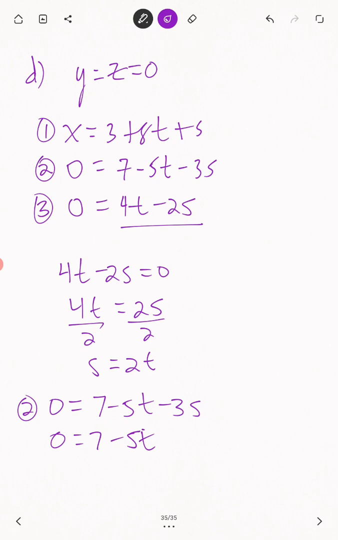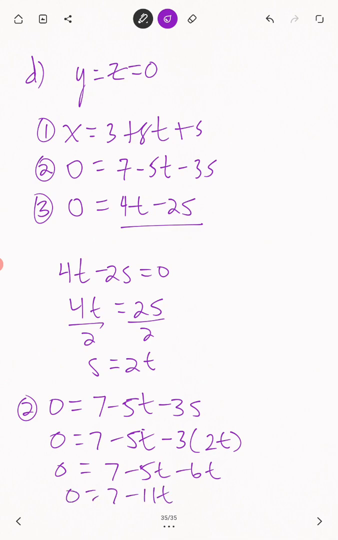I've got to be careful because my s's look like 5s a lot of the time. So 0 equals 7 minus 5t, minus 3 times 2t. I'm substituting in s equals 2t. 0 equals 7 minus 5t minus 6t. 0 equals 7 minus 11t. 11t equals 7, t equals 7 over 11.